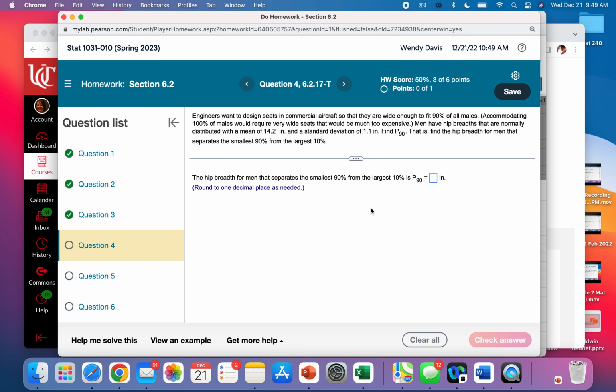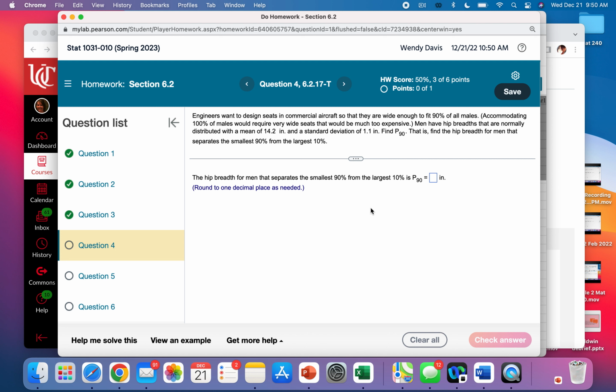Now what we're going to do is find an actual value instead of finding a probability. Engineers want to design seats in an airplane so that they are wide enough to fit 90% of all males. It said accommodating 100% would make them too wide, so they're going to fit 90%. Men have a hip breadth normally distributed with a mean 14.2 inches, standard deviation of 1.1.